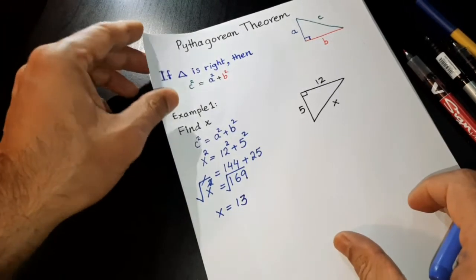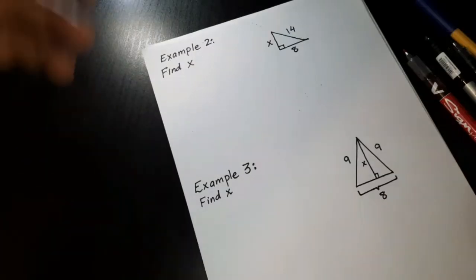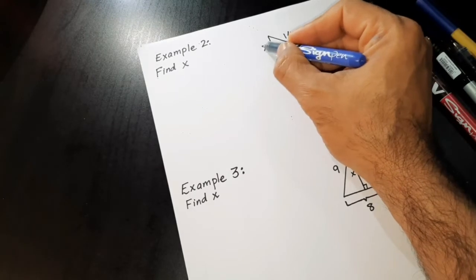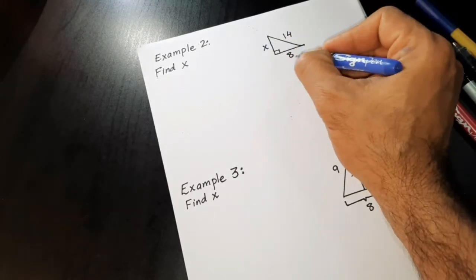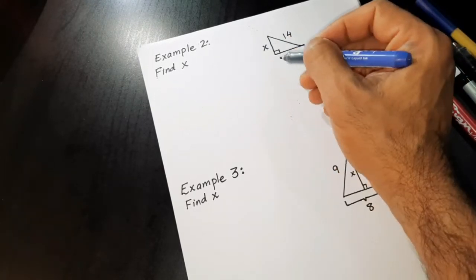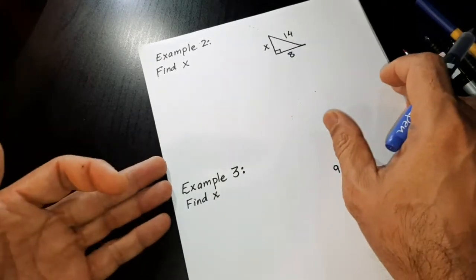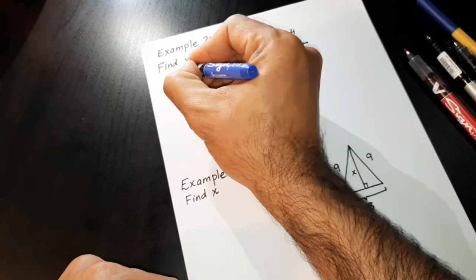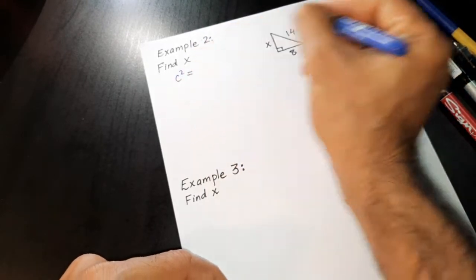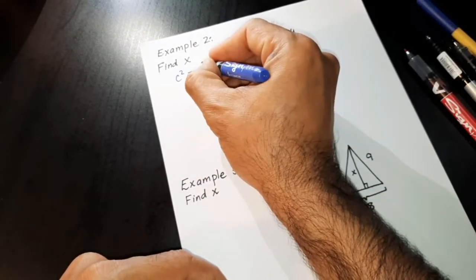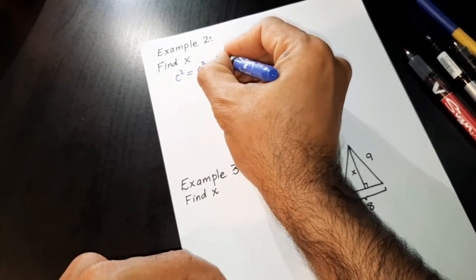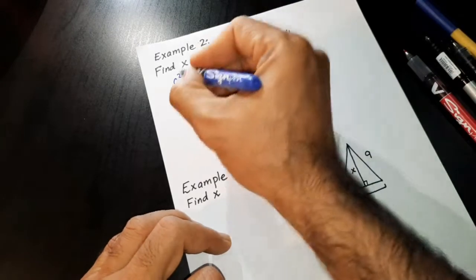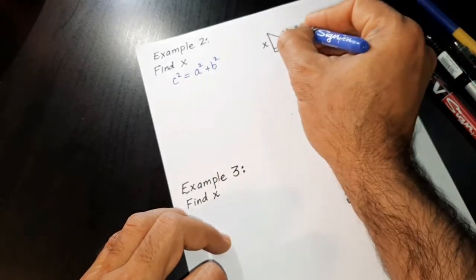Okay. The second example. In the second example, you can see a leg is missing. The hypotenuse side is given, one leg is given, and the other leg is missing. You can still use the same formula. Always write the formula first: c squared is equal to a squared plus b squared. Then substitute c. The c is 14 now.